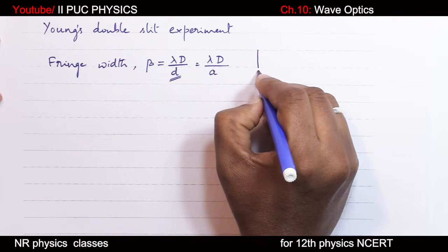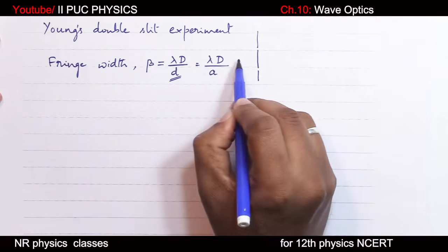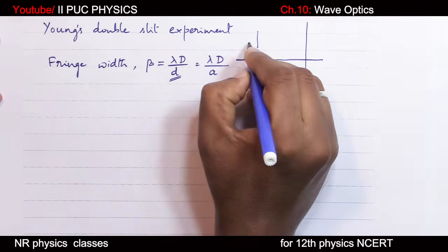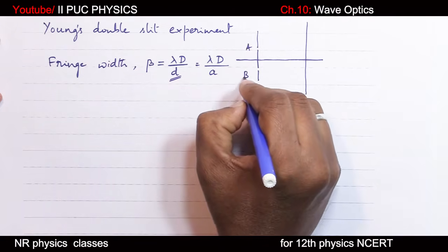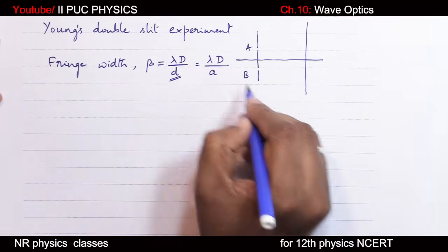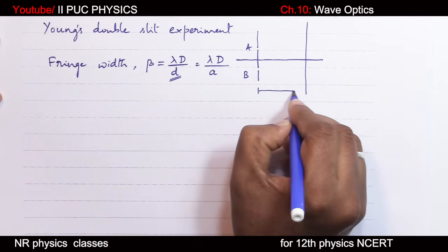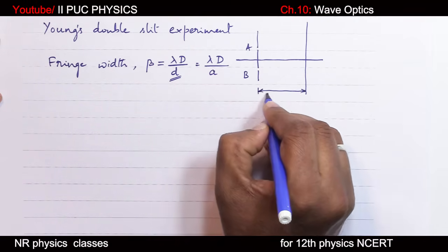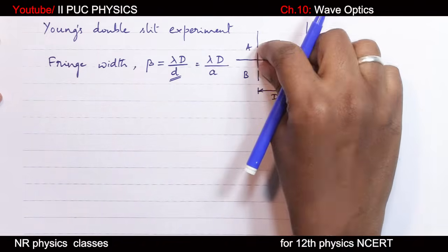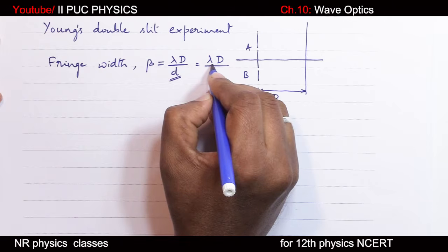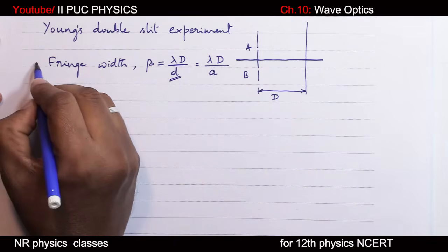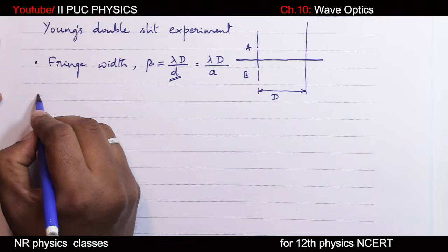So these are the two slits, this is the median, screen, slit A, slit B. Distance between A and B is small d. Capital D is distance of the screen from the slits. Lambda is the wavelength of light used. This is the first equation. Second equation.